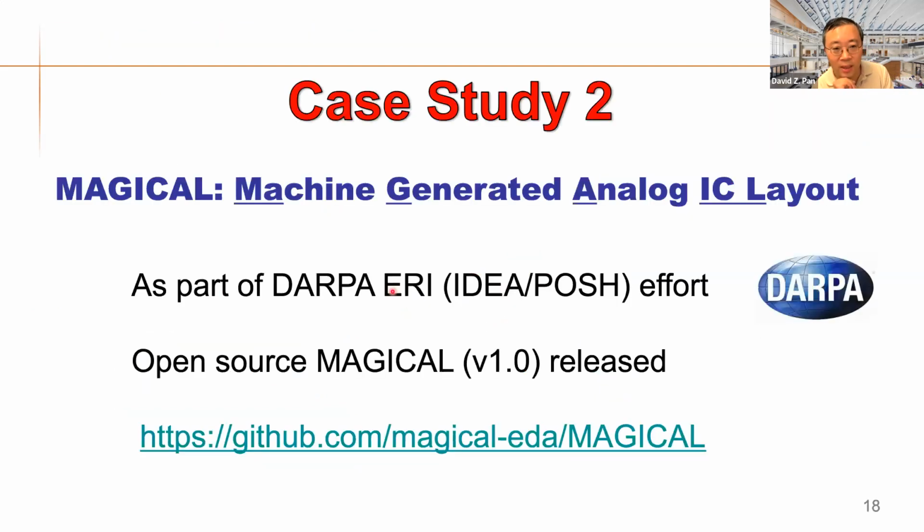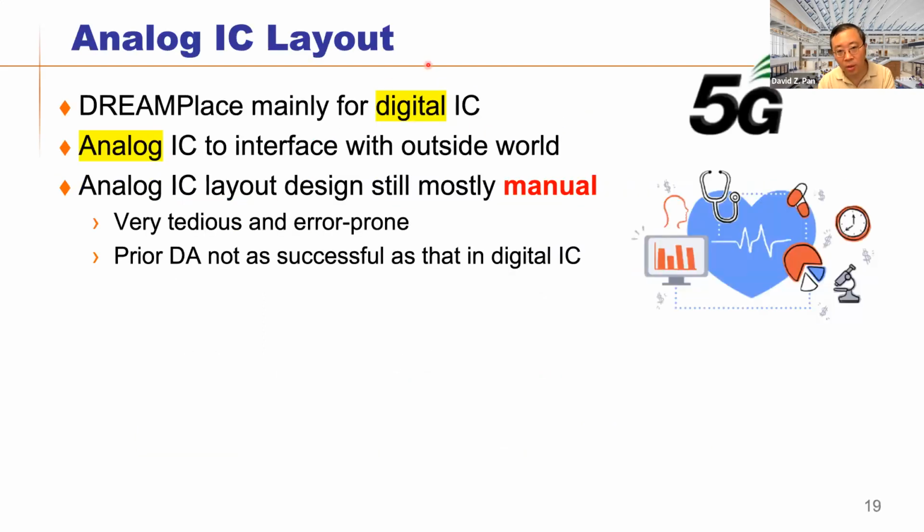All right, so this is my first case study, and let me move on to the second case study, which is for analog IC designs. This is also part of the ERI program, and we have made MAGICAL open source 1.0. The previous DREAMPlace mainly focused on digital IC, but analog IC is very important because they interface to the outside world. However, analog IC layout and design are still mostly manual, which is very tedious and error-prone.